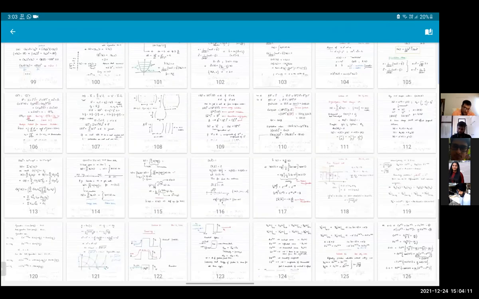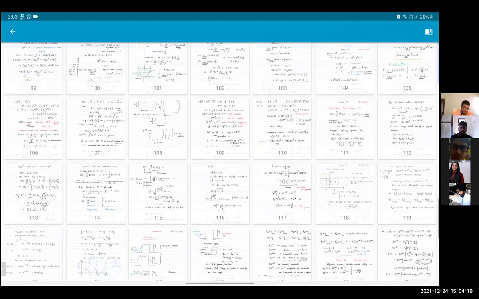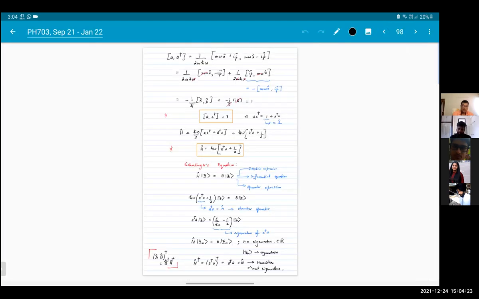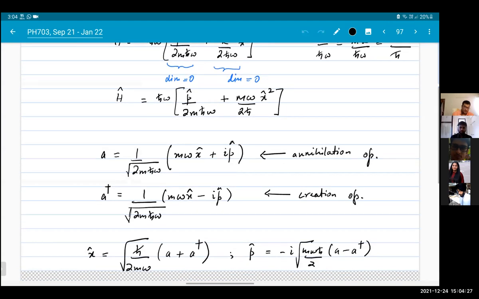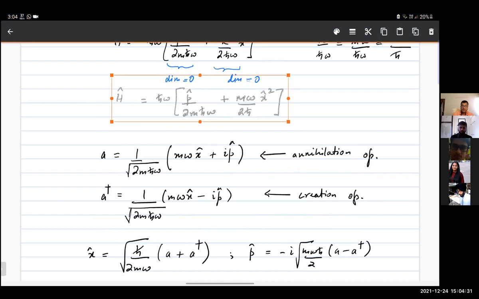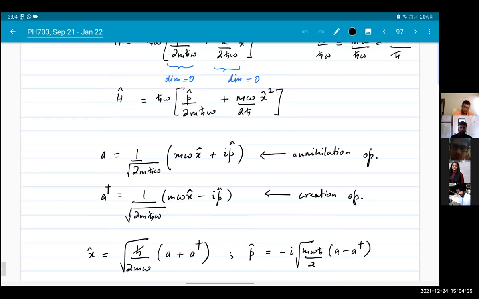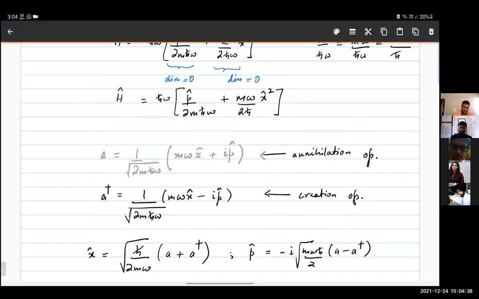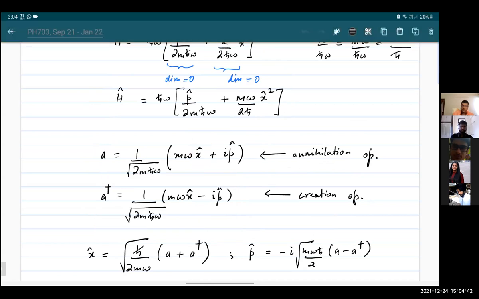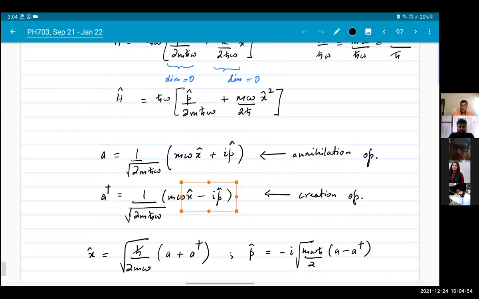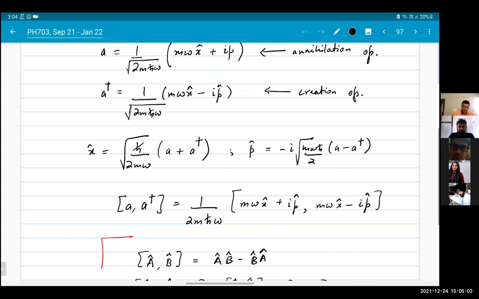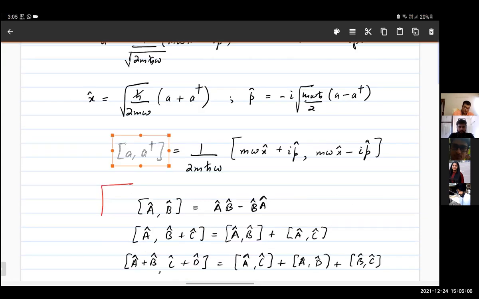So these were the ladder operators. The screen is slow to update. Remember that we had this Hamiltonian for the harmonic oscillator, and what we did was we defined these operators, A and A dagger. A is some combination of X and P, so it's X plus iP, ignoring the multiplicative factors for the time being. And A dagger looks like X minus iP. What you found is that the commutator of A and A dagger is equal to 1.